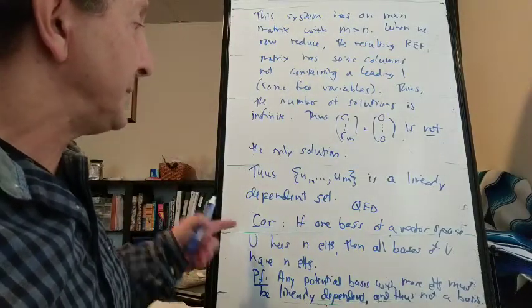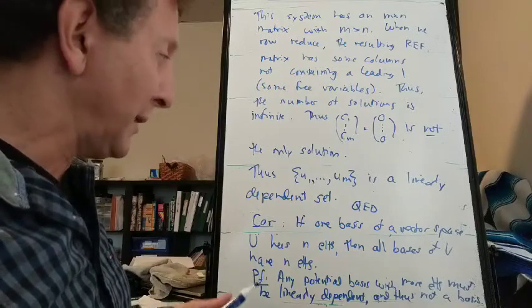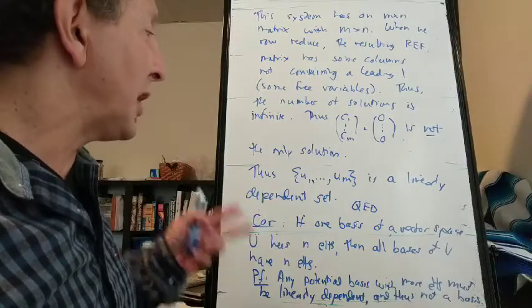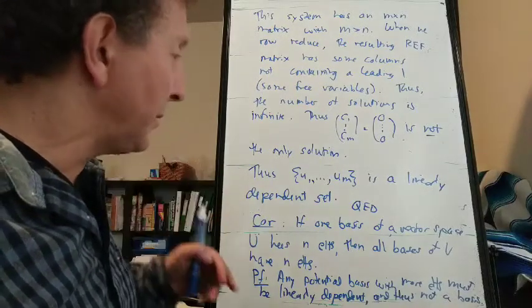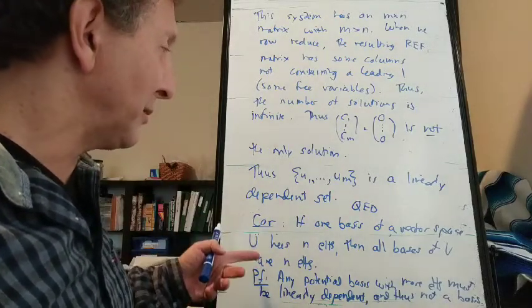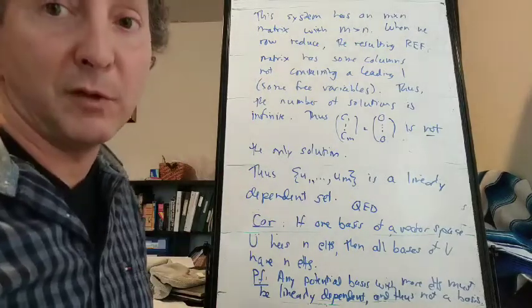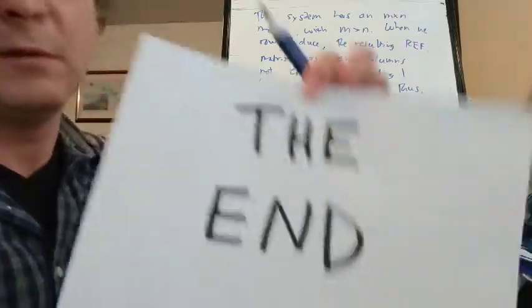So the dimension of a vector space is well defined, because not only is there one basis that has a certain number of elements, but every basis is going to end up having that same number of elements, the dimension of the vector space. The end.